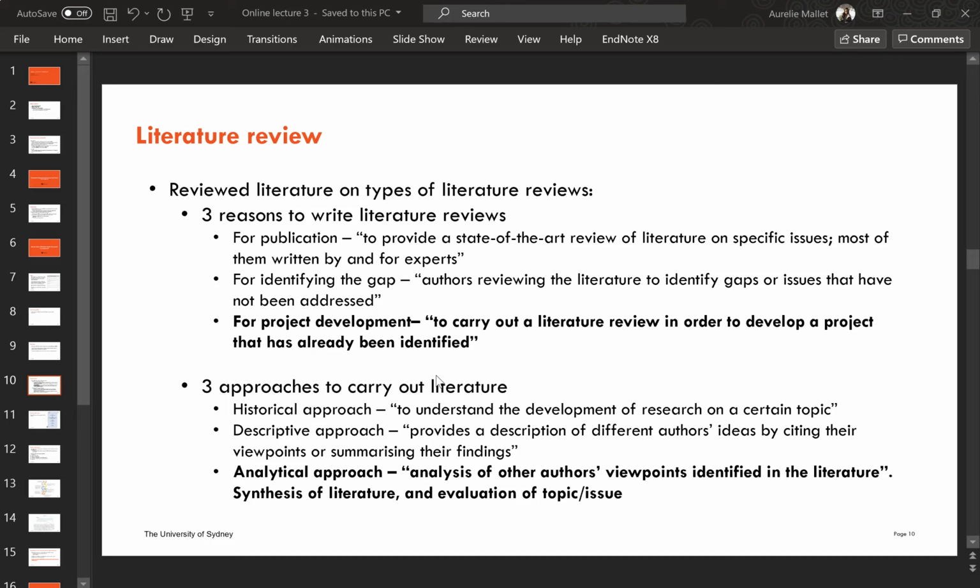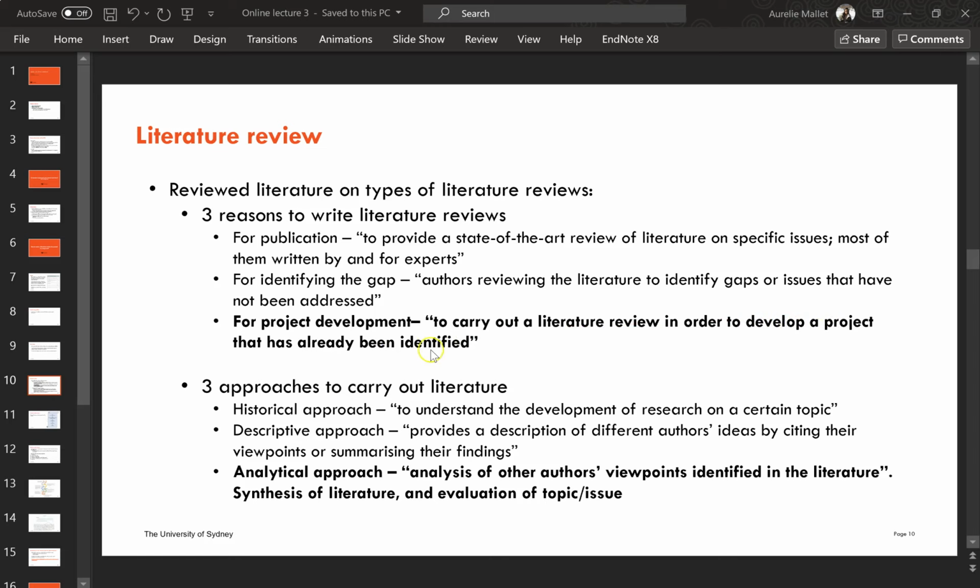Then the third reason to write a literature review is for project development. So that is to carry out a literature review in order to develop a project that has already been identified. So again, this is what the Language Society Empower students had to do 2 years ago, and that's what you guys have to do as well. After reviewing the literature, we found that the third reason was what was most relevant to them. And as you can see here, it says to carry out a literature review in order to develop a project that has already been identified.